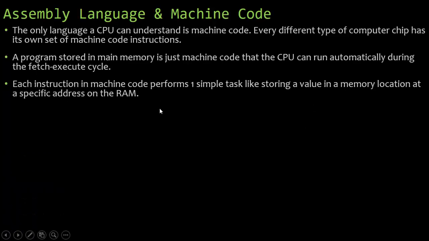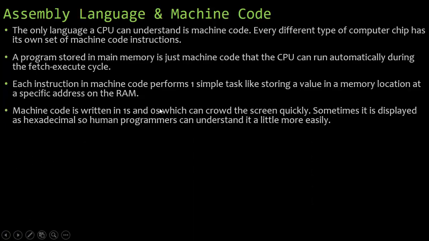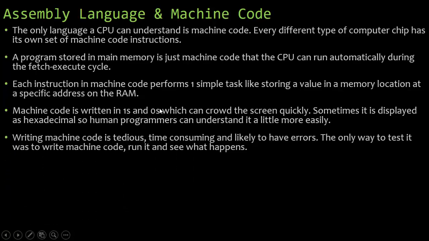Each instruction in machine code performs one simple task, like storing a value in a memory location at a specific address on the RAM. Machine code is written in ones and zeros, which can crowd the screen very quickly. Sometimes it's displayed as hexadecimal, so human programmers can understand it a little more easily. Writing machine code is tedious, time-consuming, and likely to have errors.